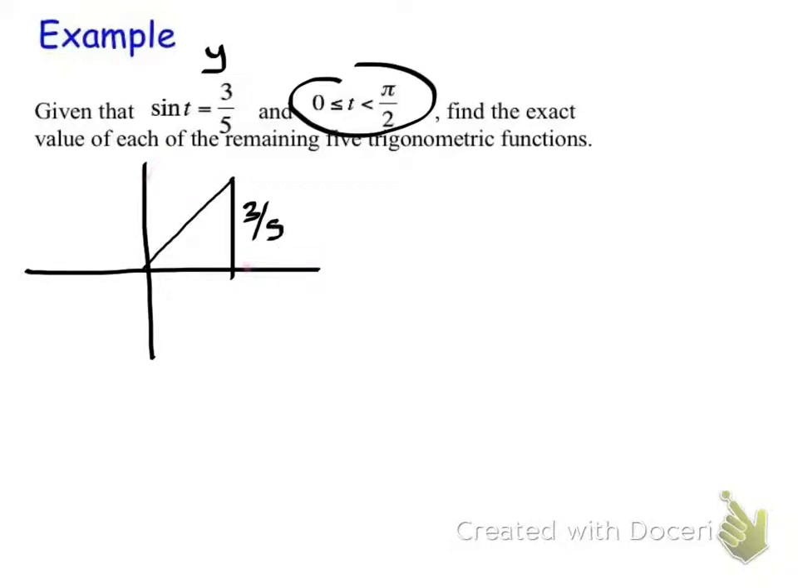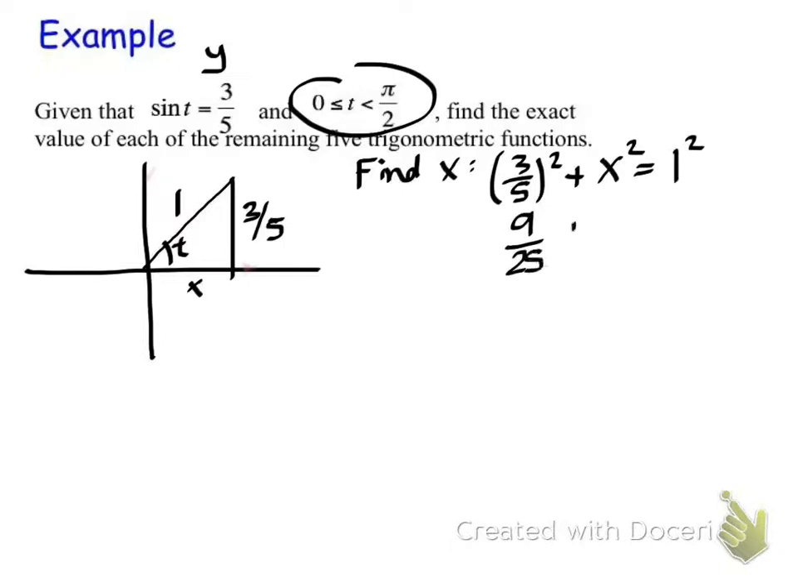We'll draw a picture knowing that we have the y value of 3/5. The radius is 1, so the hypotenuse is 1, and the x value is what we do not know. Now what we'll do is solve for the x value by using the Pythagorean theorem, because this is a right triangle with a height of 3/5 and another leg of x. So we'll set up our Pythagorean theorem. 3/5 squared plus x squared equals 1 squared.